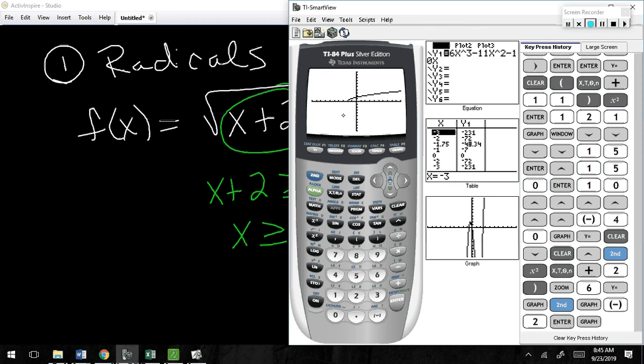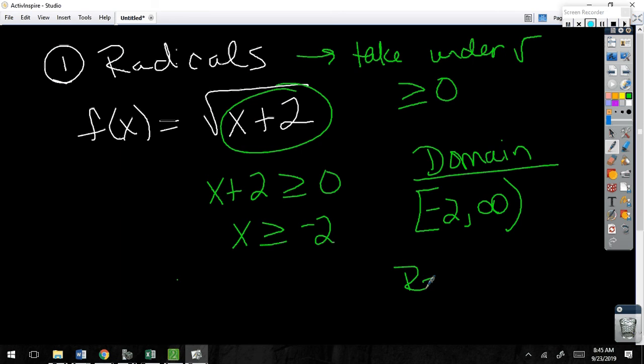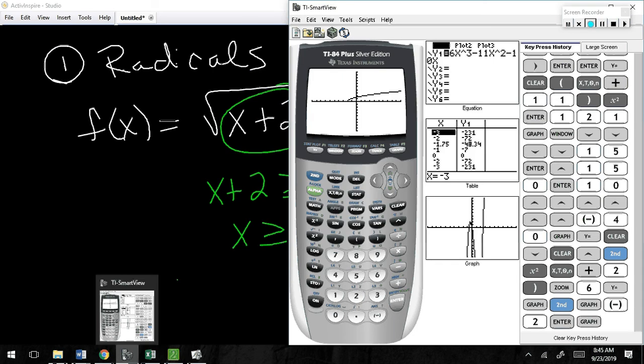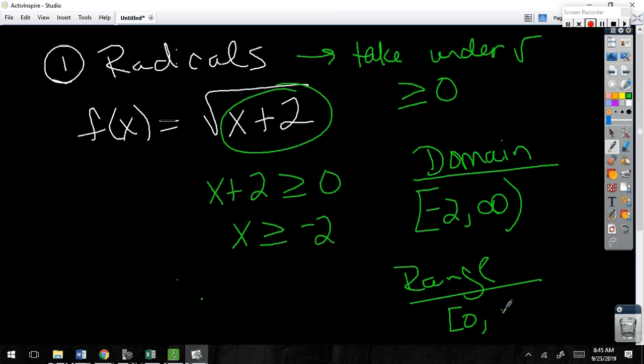So what's the range? Y is the range. It's 0. What's the lowest the graph goes? 0, right? Up to what? Infinity. It's creeping up as it goes, with a parenthesis.